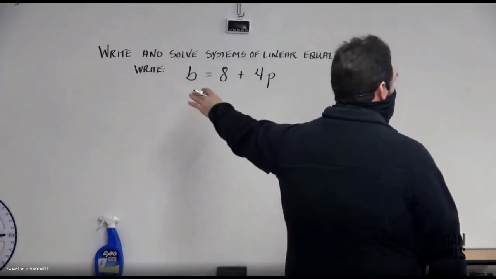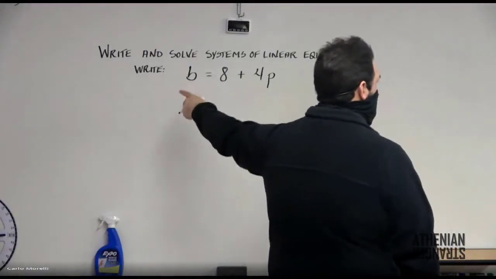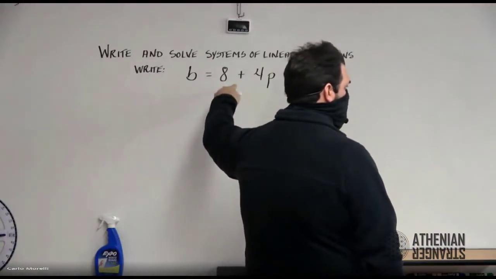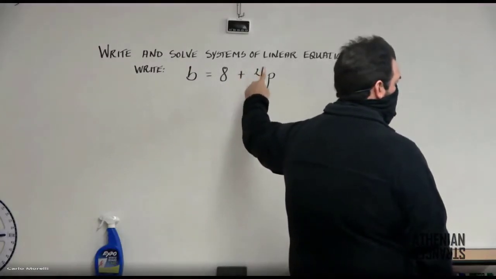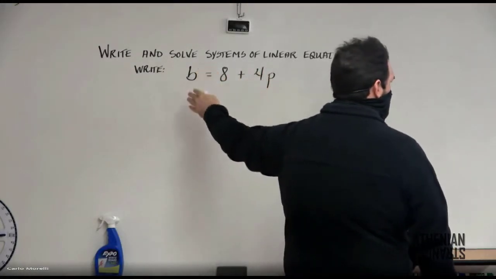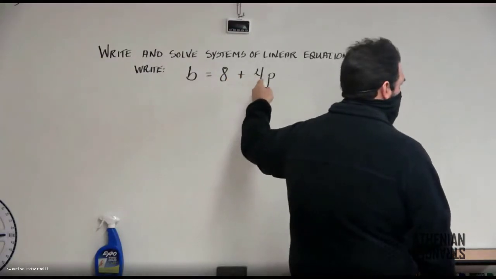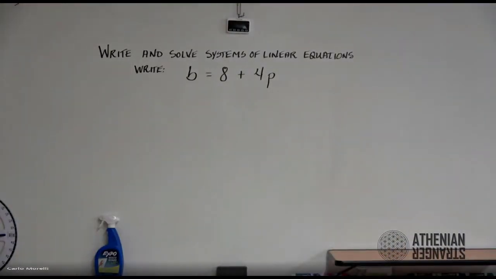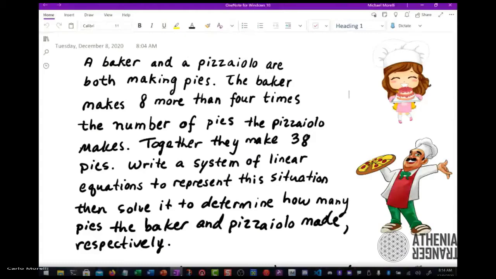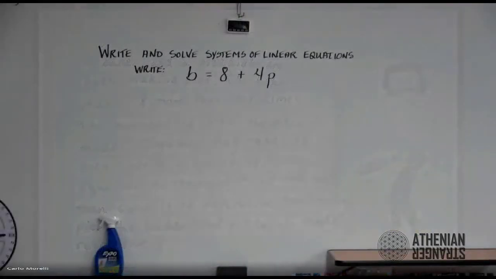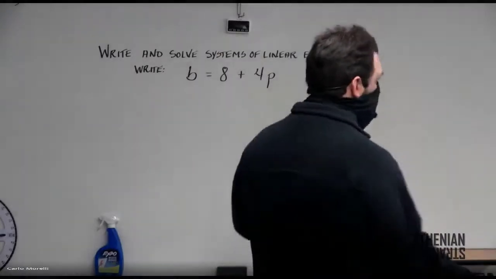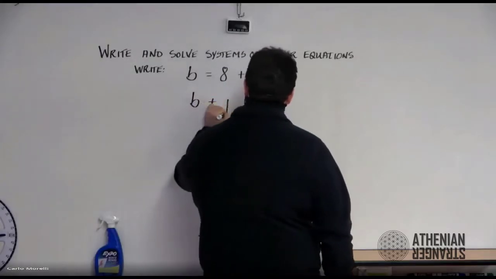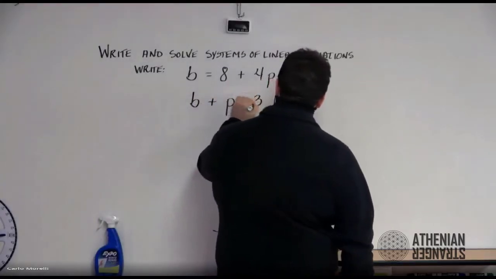And to translate that back into English, it's B for baker equals makes. The baker makes 8, plus is more than, and then this is 4 times the number of pies the pizzaiolo makes. So it's the baker makes 8 more than 4 times the number of pies the pizzaiolo makes. Now we're going to translate this sentence: together they make 38 pies. We don't write together. We say the baker and the pizzaiolo, or B plus P, equals 38.